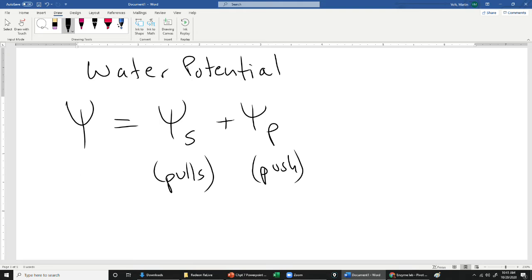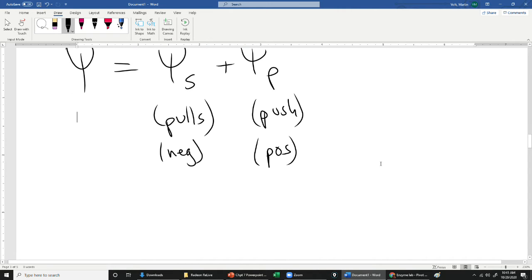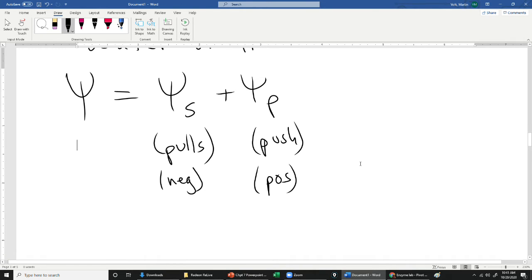So one of them is going to be positive and one of them is going to be negative. Solute potential is always negative or 0, and pressure potential is always positive or 0. The highest that any solute potential could ever be is 0, because solutes, like salts and sugar, can never push the water away. They can only pull the water to them. I'll have some more formulas for you in a minute, but let's just do some practice problems using this.